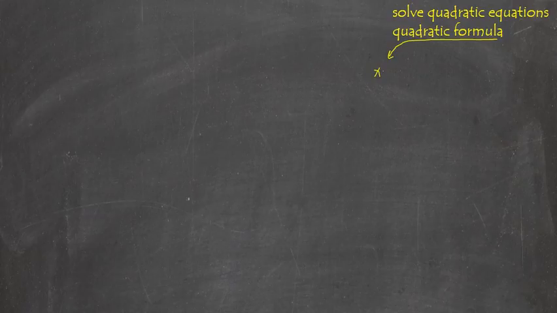Your solution x is equal to the opposite of b, plus or minus. Plus or minus looks good because we're expecting, remember, two solutions in a quadratic equation. Minus b plus or minus the square root of b squared minus 4ac, all over 2a. You have to memorize that.